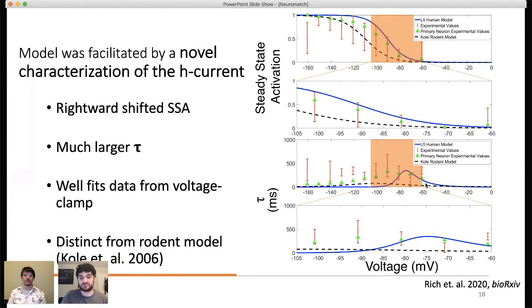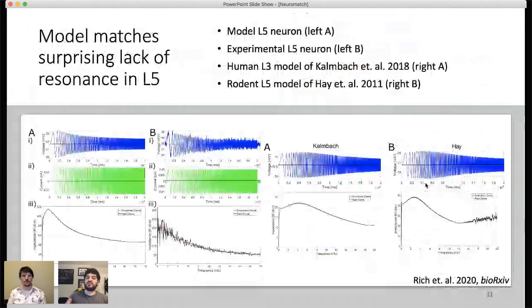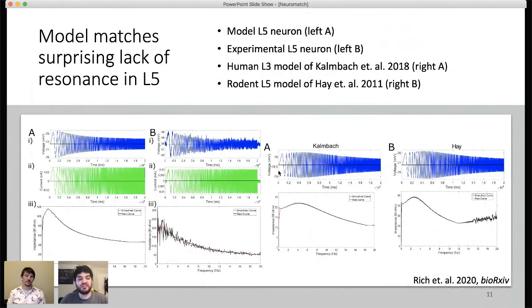Now obviously, since I'm focused on the H current and I'm focused on resonance, we would like for our neuron to replicate this lack of subthreshold resonance that we saw experimentally in human L5. And lo and behold, it did. You can compare the model on the left here in A to an example experiment in B. And again, this was a non-trivial surprising result that these neurons lack subthreshold resonance. So this is another nice piece of model validation. And again, we did not directly constrain our model to do this. This came out naturally from our overall modeling process.